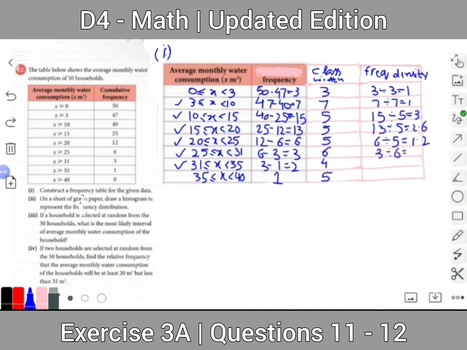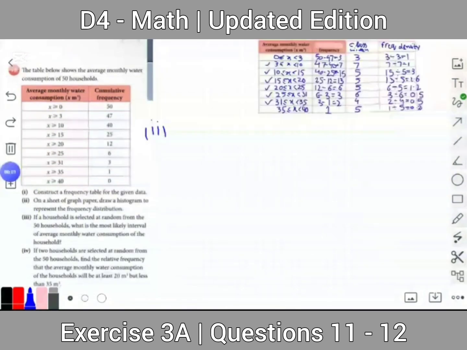3 divided by 6 is equal to 0.5. 2 divided by 4 is equal to 0.5. And 1 divided by 5 is equal to 0.2. So this column shows the corresponding frequency densities.